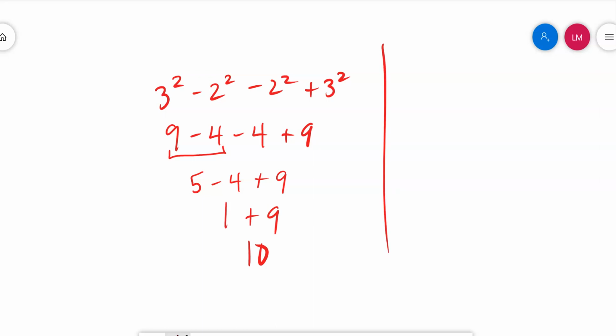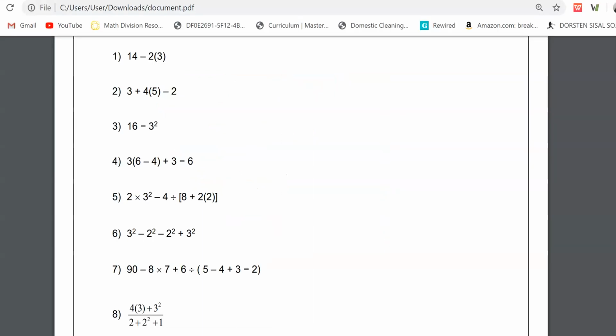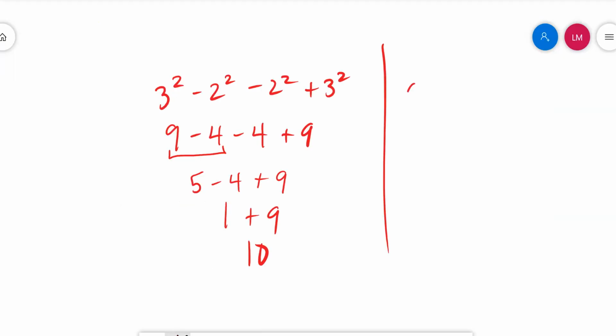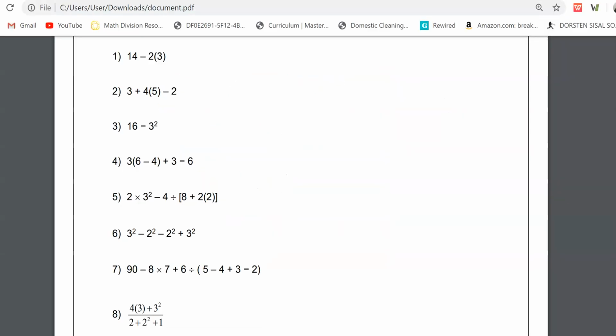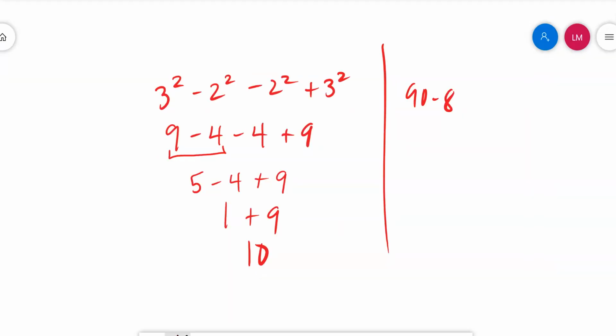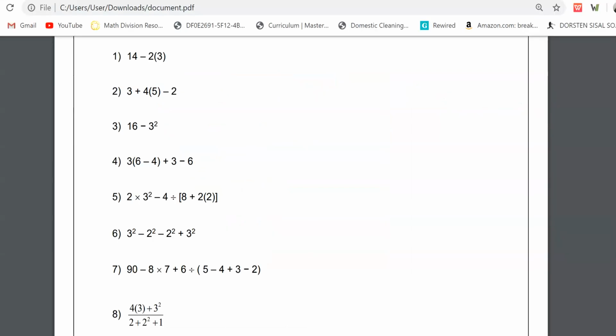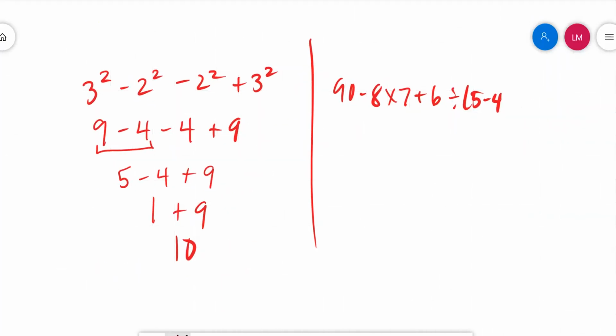Okay, I'm going to do another one right beside it. Let's look at number 7, I think. Looks pretty good. So we got 90 minus 8 times 7 plus 6, divided by parentheses 5 minus 4 plus 3 minus 2. I think that's right. Okay, so we are going to focus on the parentheses first. So let's drop down 90.